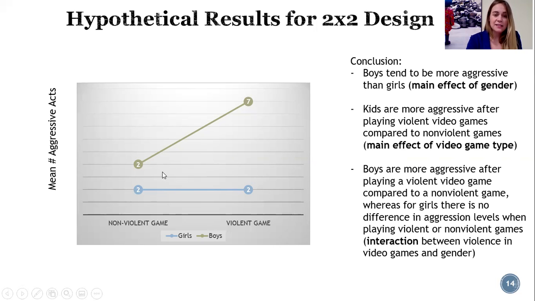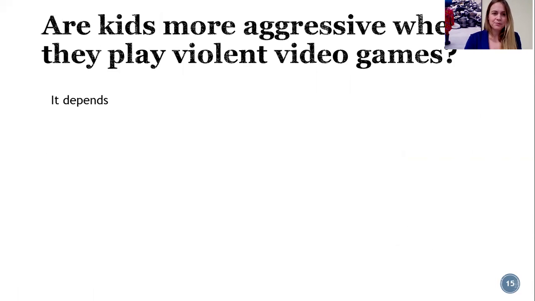We can say that there's a main effect of game playing, but you can also see that the lines are not parallel. This suggests that there is an interaction. For girls, it really doesn't matter what kind of game they're playing. They're not going to be very aggressive in this data. Versus with boys, boys are more aggressive overall, but they become even more aggressive when they play violent video games. So this suggests that there's an interaction between our two variables.